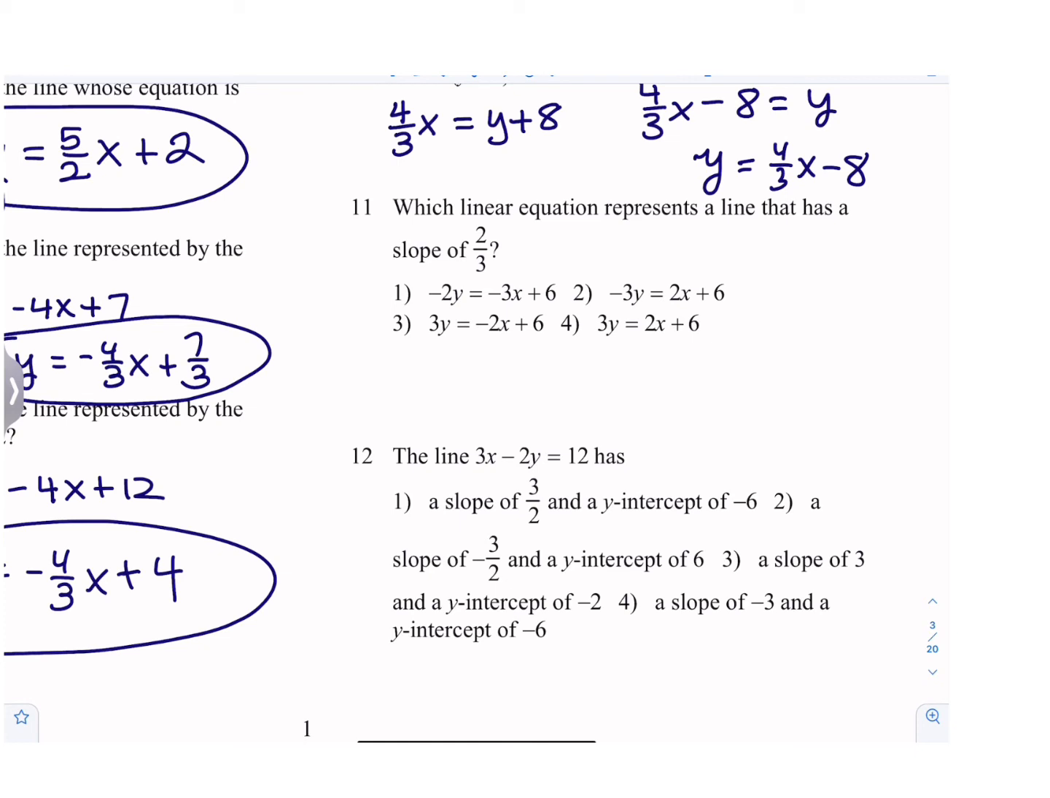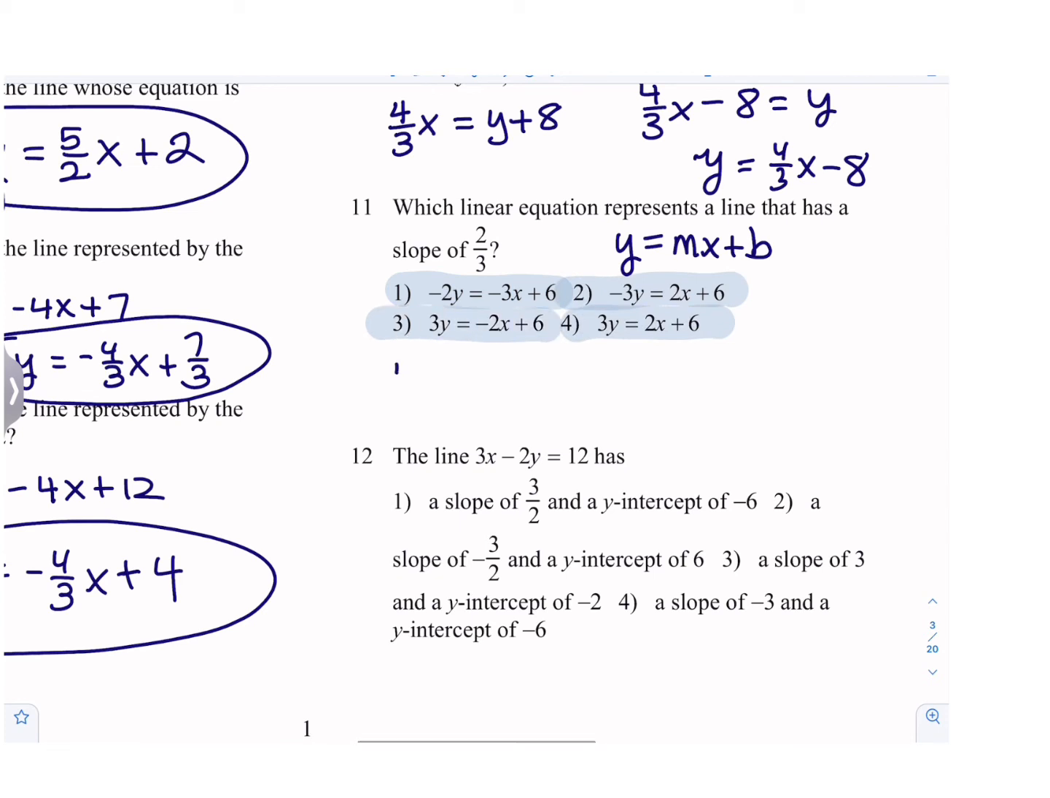Alright, question number 11. Which linear equation represents a line that has a slope of 2/3? Well, let's take a look at what each one of these looks like. If I carefully highlight one at a time, this is a number times y equals a number times x plus another number. In other words, all of these are some number times y, which in order to solve for y equals mx plus b form, I have to get y alone, and so the way that I'm going to do that for each one of these choices is divide by the number in front of y.